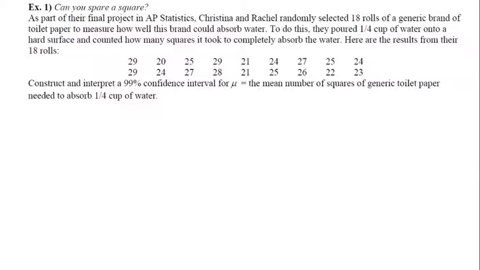Okay, when it says construct and interpret an interval, this is definitely one of those four-step problems, meaning the grading rubric has 4 parts that correspond with state, plan, do, conclude.